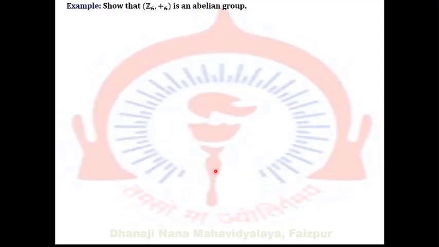Next example, show that Z6 with operation addition modulo 6 is an abelian group.